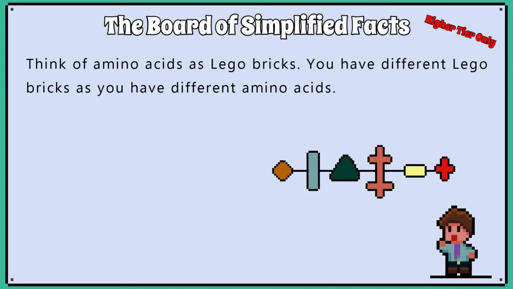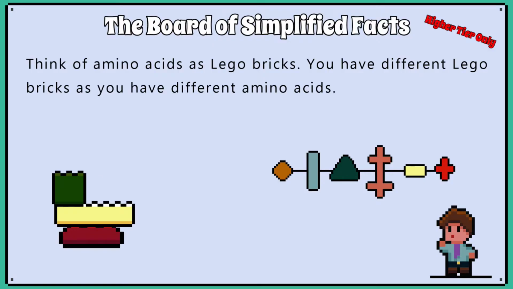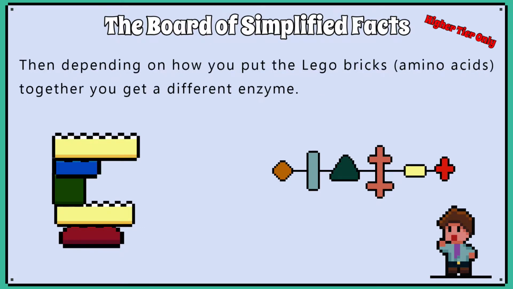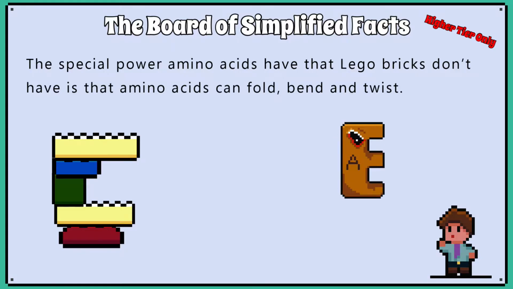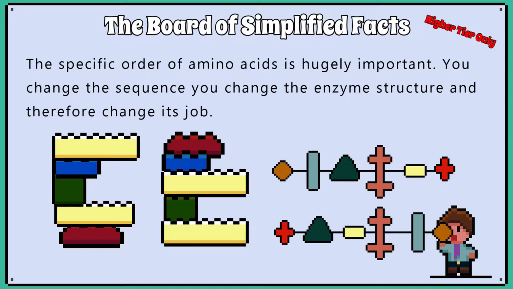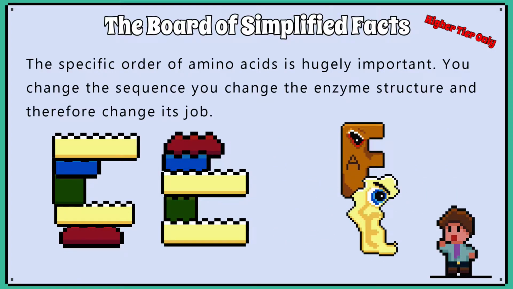Think of amino acids as Lego bricks. You have different Lego bricks as you have different amino acids. Then, depending on how you put the Lego bricks, the amino acids, together, you get a different enzyme. The special power amino acids have that Lego bricks don't have is that amino acids can fold, bend, and twist. The specific order of amino acids is hugely important. You change the sequence, you change the enzyme structure, and therefore change its job.